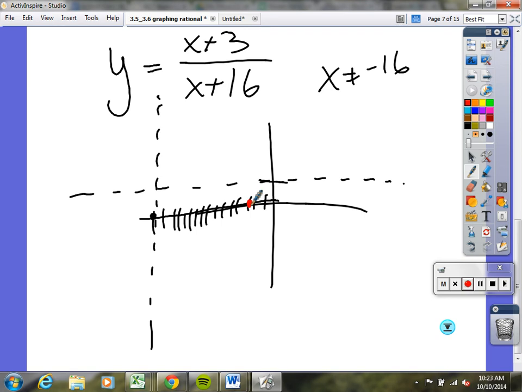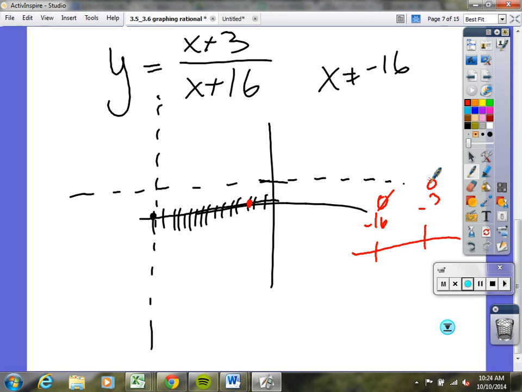Okay? So what we do is we pick some values. This is how I was taught to graph. You just try to do this little chart. We put important values here. My important values are my x-intercept, which is negative 3, and then I pick my vertical asymptote, which is negative 16, meaning I cannot be here. This means when it is 0. Does that make sense?